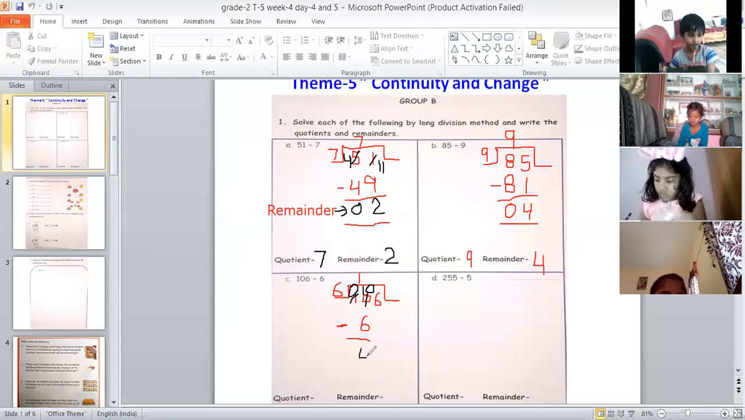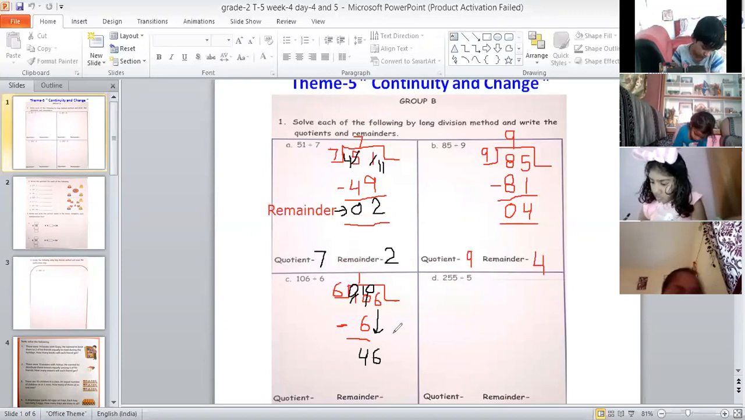We will write that 4 here below this 6. Fine. Now what we will do, children, this 6 is left. So we will make an arrow and we will copy this 6 beside this 4. So it makes 46. Right? Now it's 46.